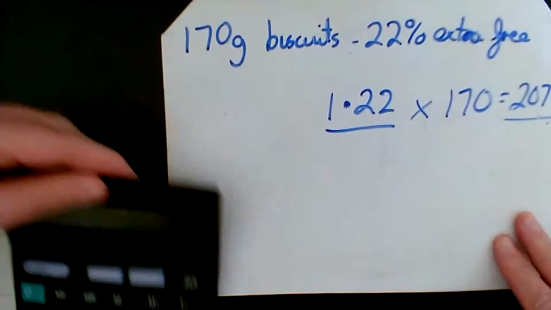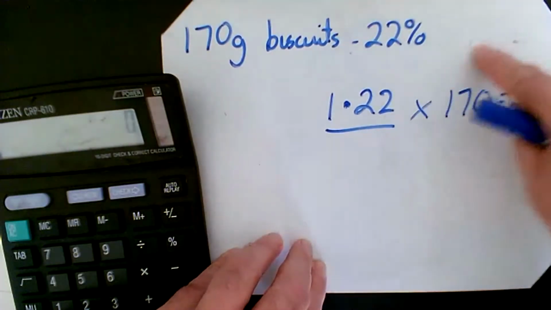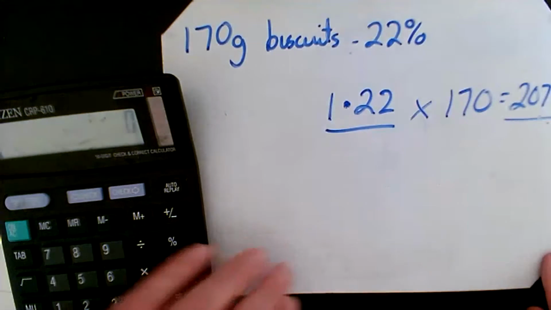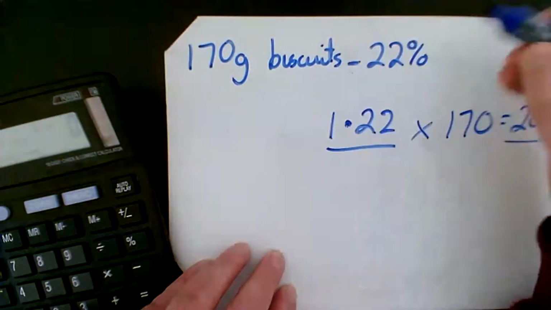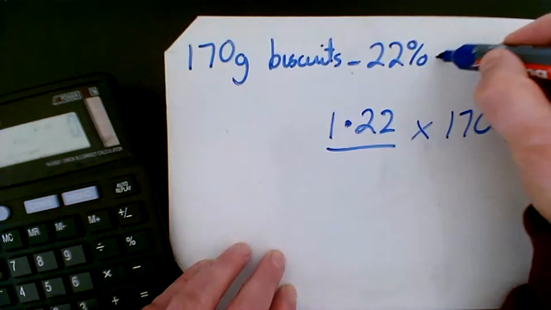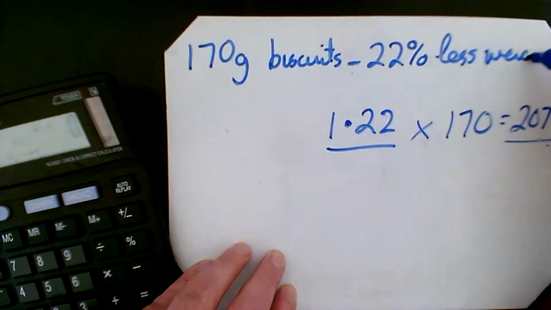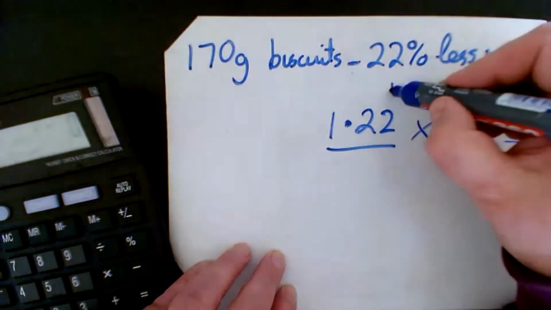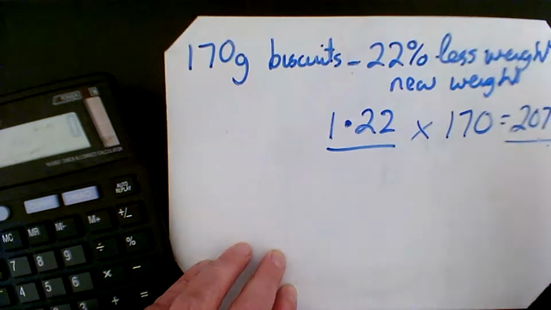Let's do one more, and it's another one where, let's go back to the biscuits. So a 170-gram packet of biscuits. Now, because of economic downturn, they're making it smaller. So they're putting 22% less weight. So we can now find out what the new weight of the packet will be.